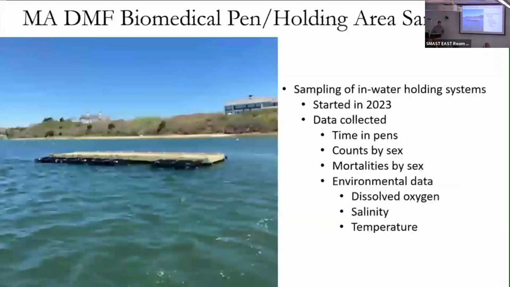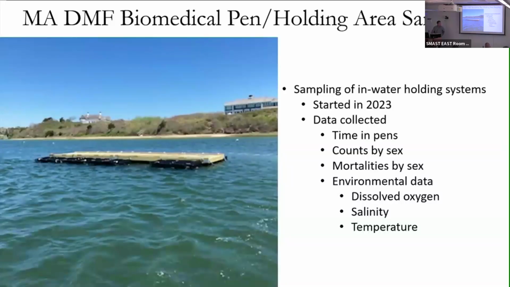Moving on to the pens, this started in 2023. The data we collected includes time in pens, how long they're being kept in those pens, counts by sex, mortalities by sex, and environmental data like dissolved oxygen, salinity, and temperature. So if there ever was a mortality event, we could link it back to some kind of environmental data point.